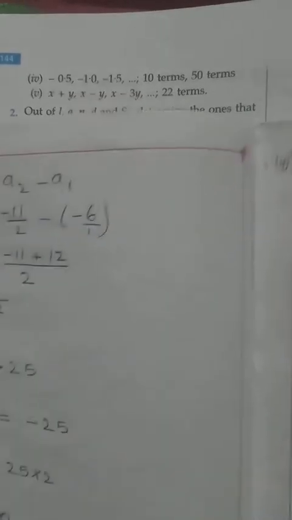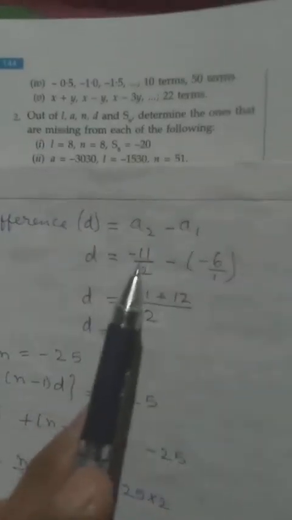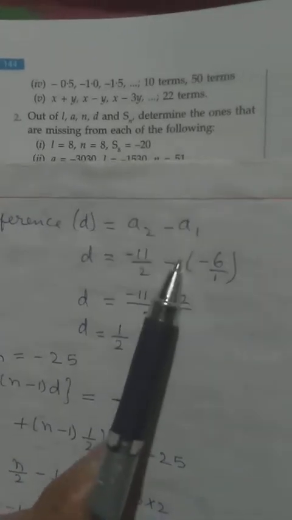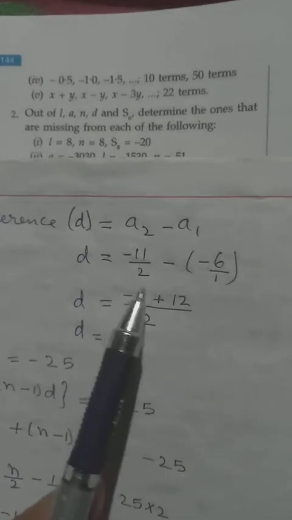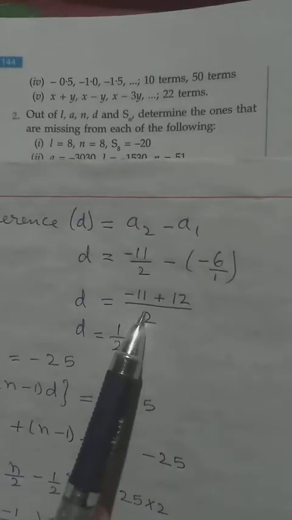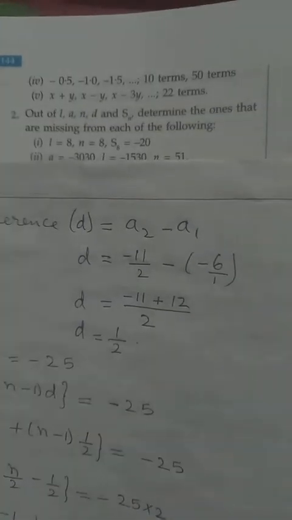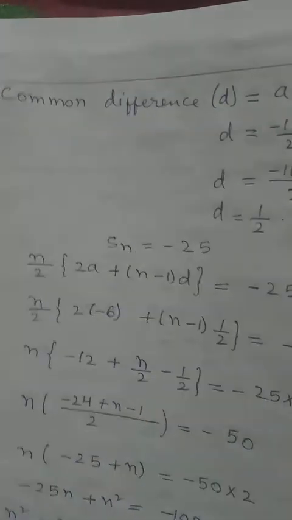Once you have a fraction, remember you have to find the LCM. LCM of 2 and 1 will be 2. 2 divided by 2, 1. 1 into -11, -11. Here we have 2 minus, 1 from the formula, 1 from the question. So minus to minus becomes plus. 1 divided by 2, we get 2. 2 into 6, 12. 12 minus 11, we get 1/2. Then now we have Sn equal to -25.